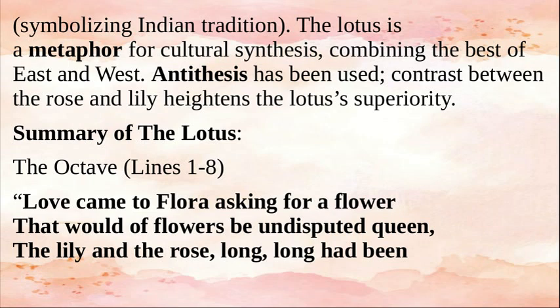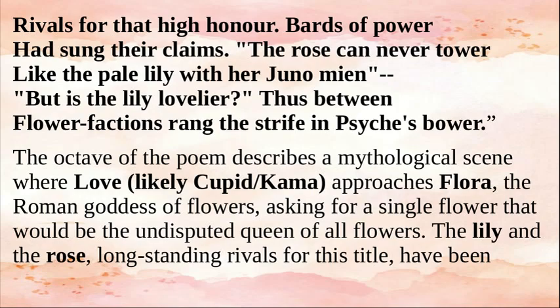Summary of the lotus. The octave, lines 1 to 8. Love came to Flora, asking for a flower, that would of flowers be undisputed queen. The lily and the rose long had been rivals for that high honor, bards of power, had sung their claims. The rose can never tower like the pale lily with her Juno mien. But is the lily lovelier? Thus between flower factions rang the strife in Psyche's bower.